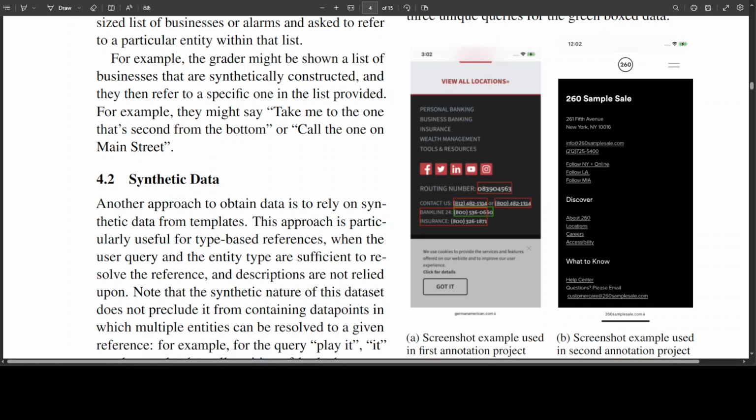The graders were asked if the query contains mention to one of the green visual entities, and if the query sounds natural. They were also asked to provide the entities from the list referred in the given query and tag the part of the query referring to that entity.